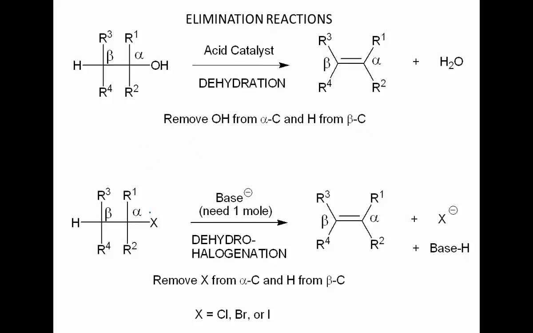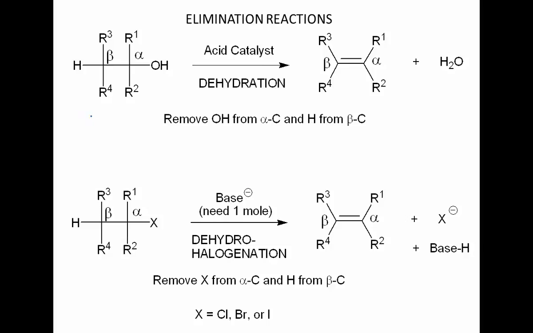Okay, in this bottom reaction, it's very similar, except we're using an alkyl halide, and we're taking X and H out of the molecule to also produce the alkene. And the top reaction's often catalyzed by an acid, whereas the bottom reaction usually requires a base. Okay, let's look at some fundamental characteristics of this reaction.